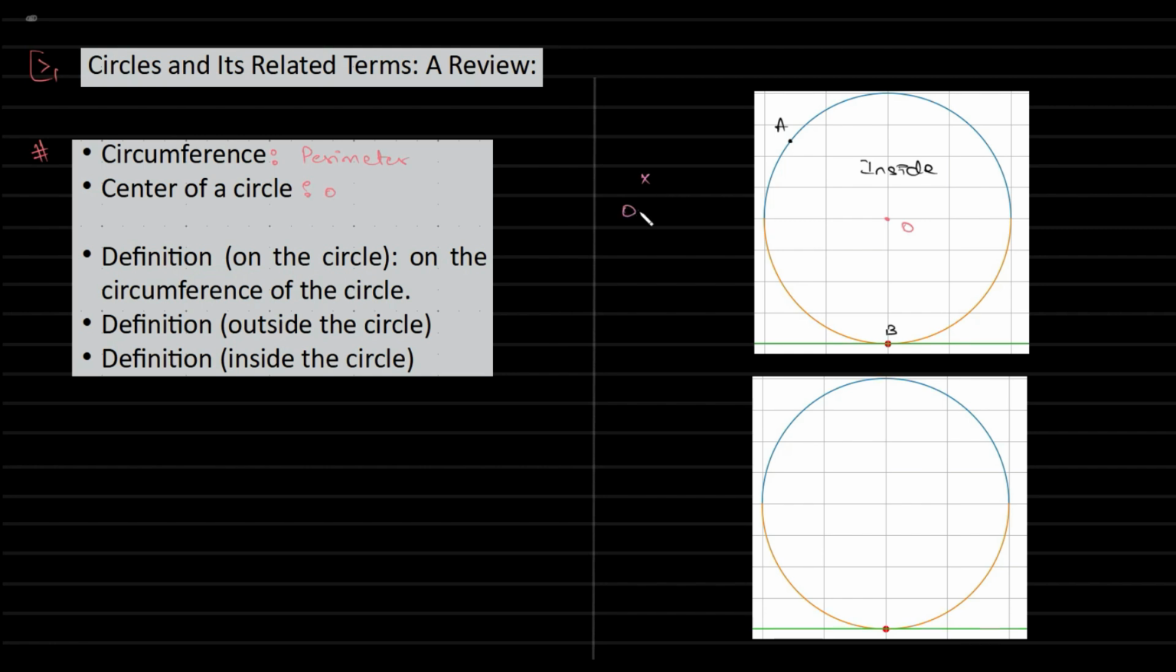This is outside the circle, and when we tell on the circle, it is on the circumference of the circle. This language has to be understood properly. So here the examples are A, comma B. Here the example of outside is point D, and here the example of inside is point O, right? So this difference has to be known.